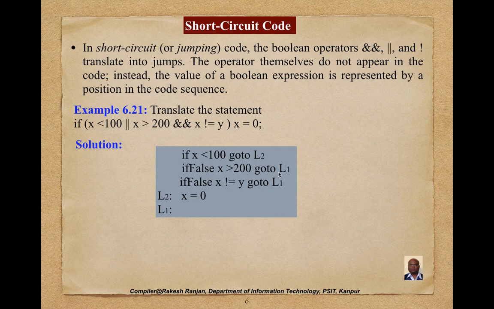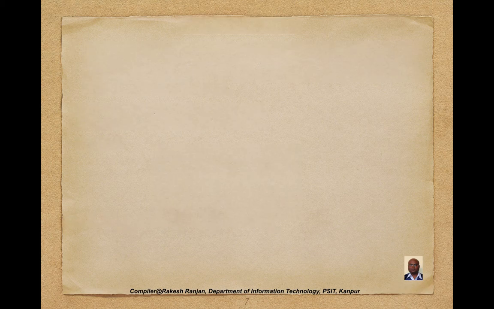The rest of the part then goes to L. If the second part is also true then go to L1, and it is the out of the part. So it's very simple to implement.